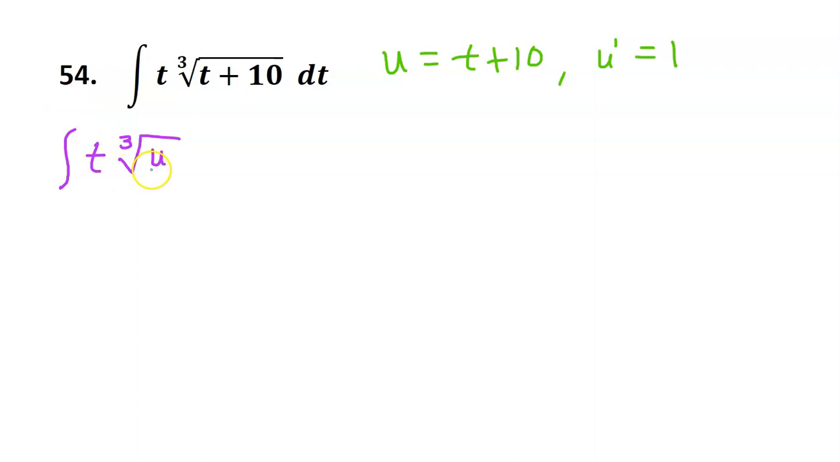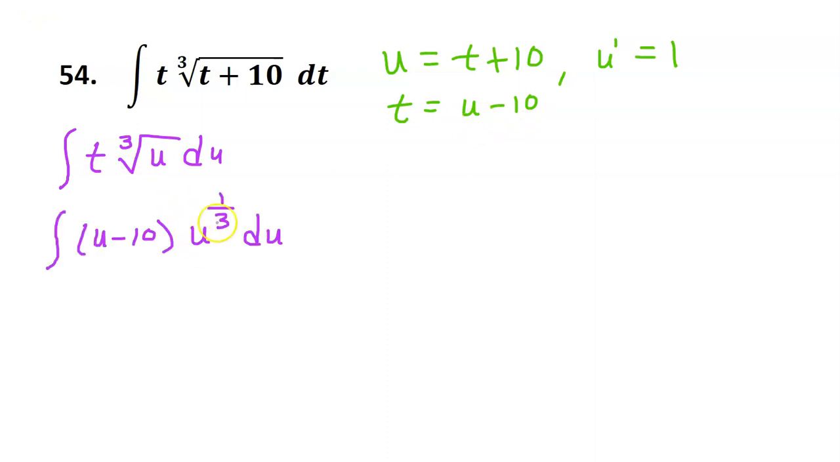First, we do the substitution. So we get this, and instead of dt, we write du over u prime, but du over 1 is just du. And here we are stuck with this t. So what do we do? Well, this is a simple expression, so it is very easy to solve for t. Subtracting 10 from both sides, we get t is equal to u minus 10. So let's replace t with u minus 10. Also, I put u to the 1/3 power instead of the cube root of u.